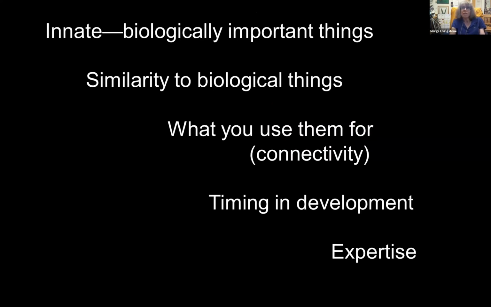There are a lot of theories out there as to how domains form: that they're purely innate for recognizing biologically important things, or similarity to biologically important things like tree branches and text; what we use them for, like text areas being preferentially connected to language areas; when during development some category is intensively experienced; and lastly, how expert you have to be to discriminate within some category.